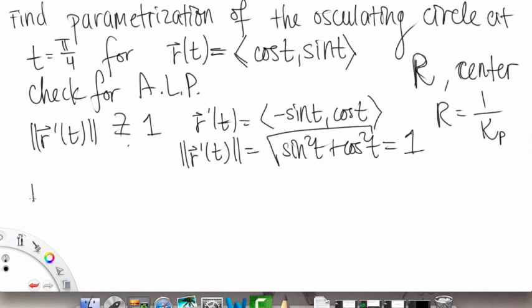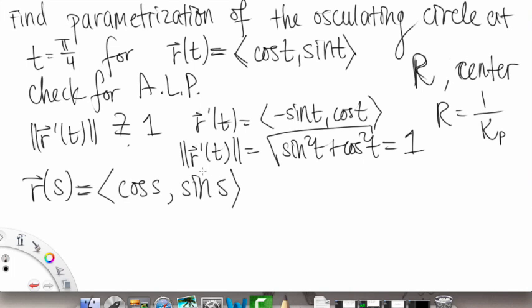So we're just going to rewrite this parameterization, and I'm going to stick an s in there because we're good on the arc length parameterization side. So this is cosine s, sine s. That tells us we're working with an arc length parameterization, meaning the magnitude of the derivative is always equal to 1. We're at constant speed here.